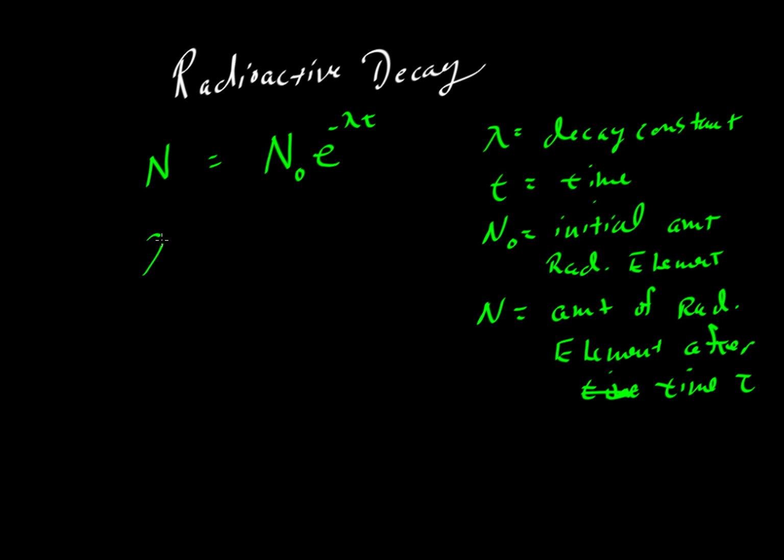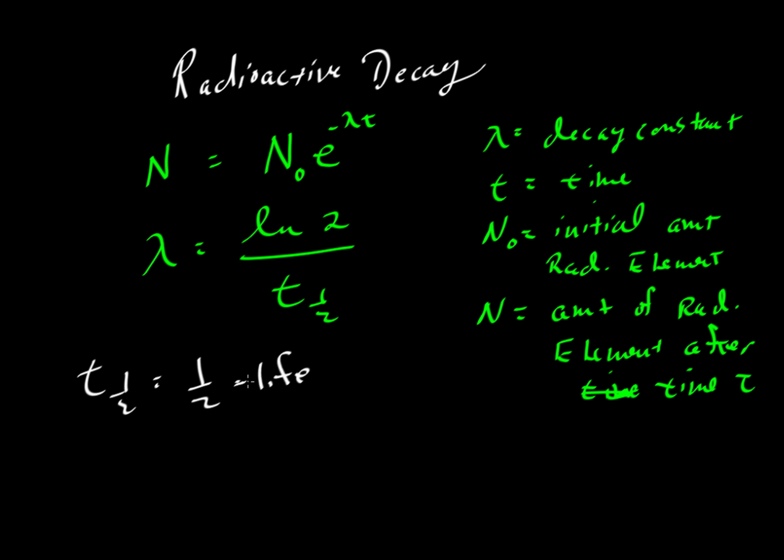So the decay constant, let's take a look at that. This is equal to the natural log of 2 divided by t sub 1/2, which is the half-life. So the half-life, that's something that might be a little bit more familiar. The half-life of a radioactive element is the amount of time that it takes for half of it to decay.